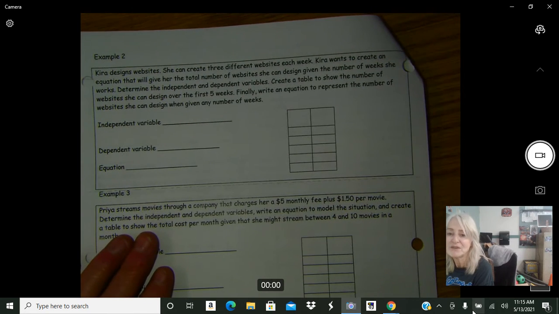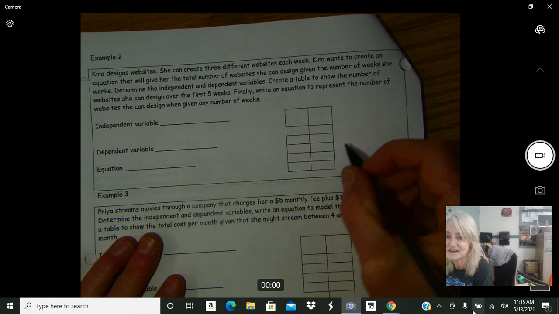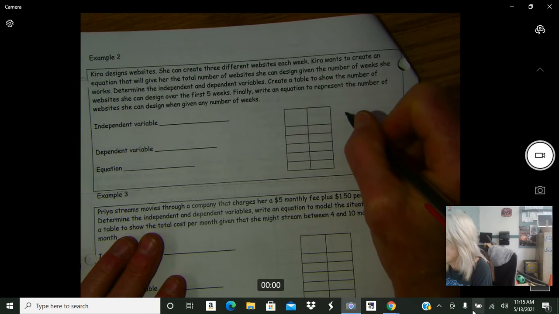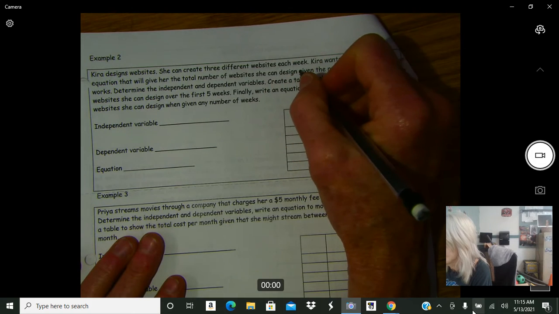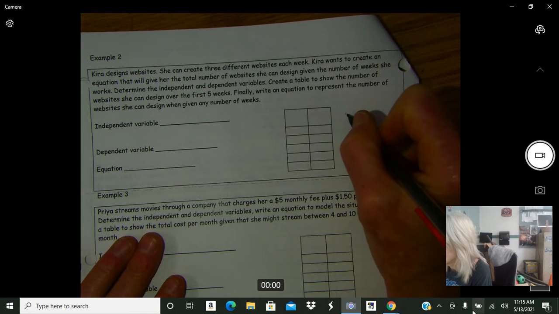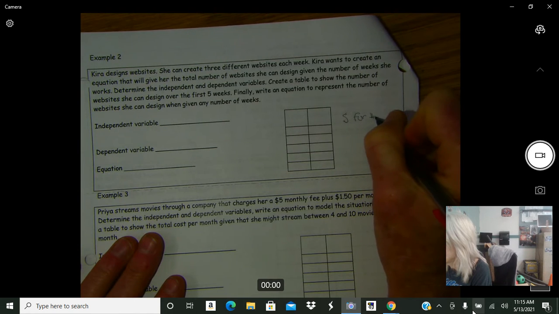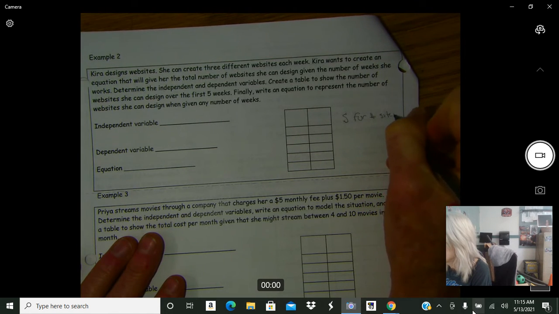So before I put them where they belong, I think it's easier if we think about what they are. I'm going to use W for weeks, and because weeks and websites both start with a W, we're going to use S for a number of websites.